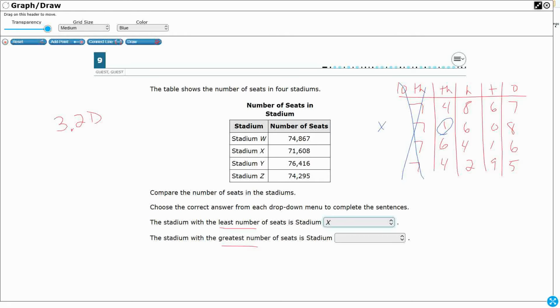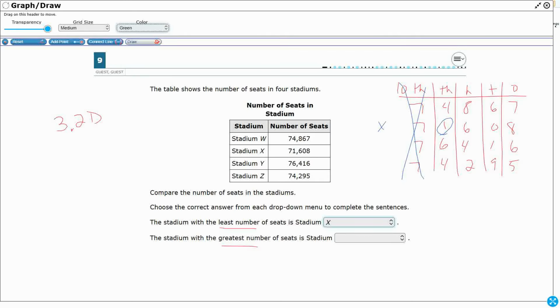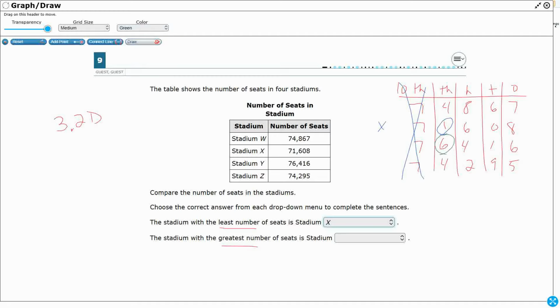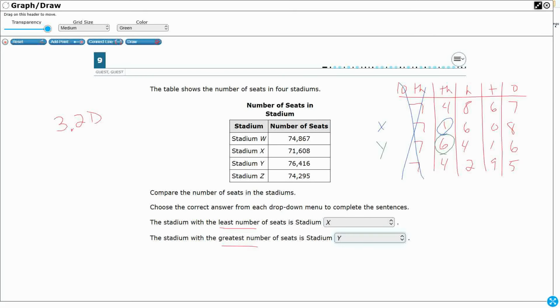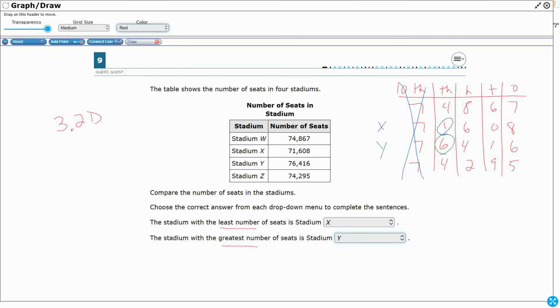That's pretty simple. Now let's look for the greatest. I'm not looking at the 10,000s. It doesn't do me any good because everything is a 7. And I've got the 6, and that's bigger than a 4 or a 1. And that's Stadium Y. Super simple. And if you think this is super simple, then you are correct.